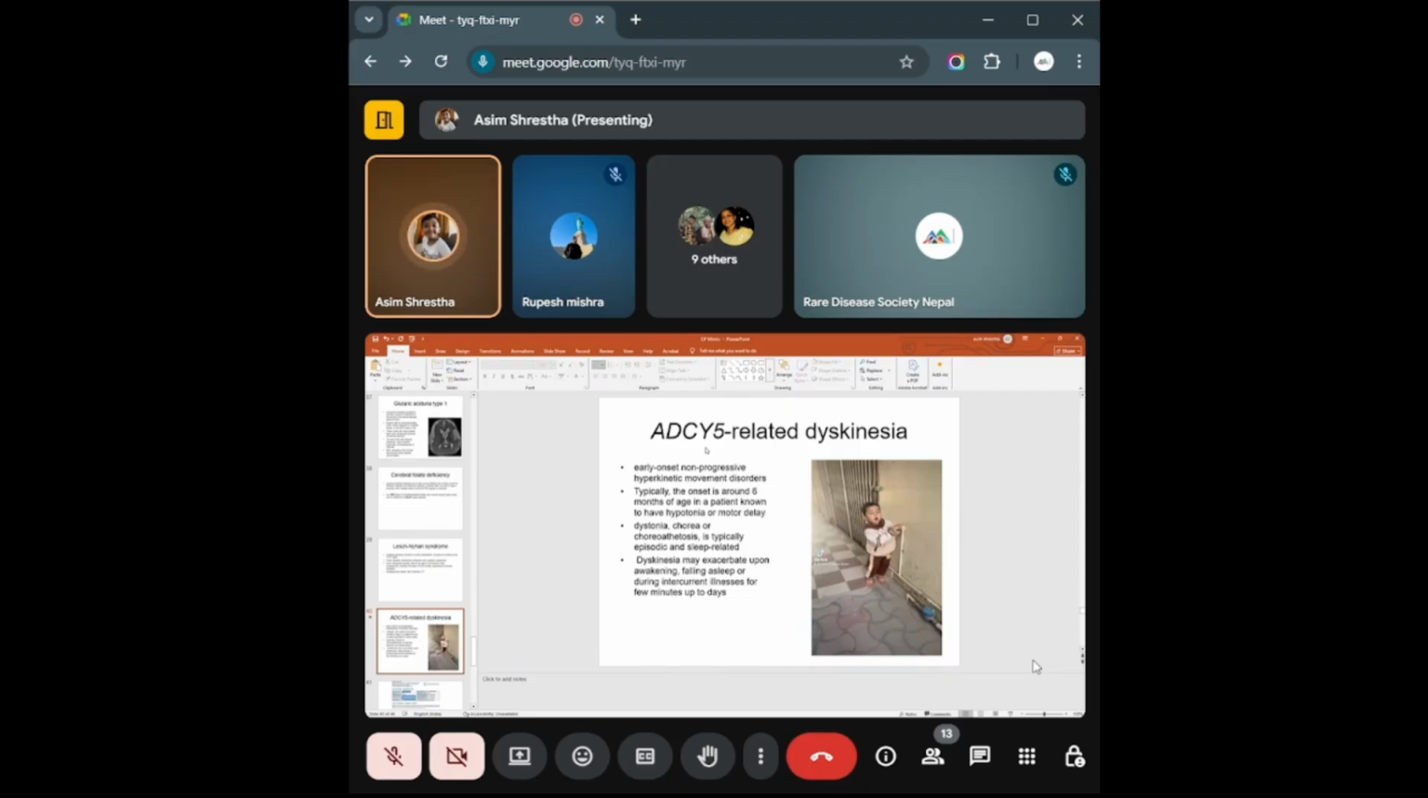Another CP-like manifestation in a patient who has dyskinesia is ADCY5-related dyskinesia. So this is a genetic condition where there is early onset non-progressive hyperkinetic movement disorder. I'm not sure whether this will play. Yeah, so we can see here, the child has these dyskinetic movements.